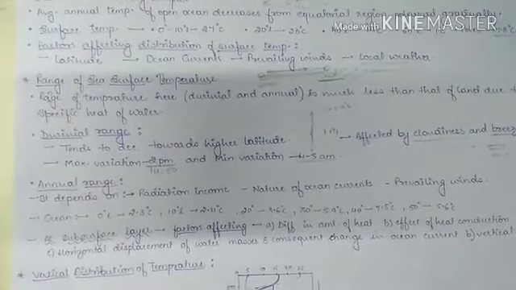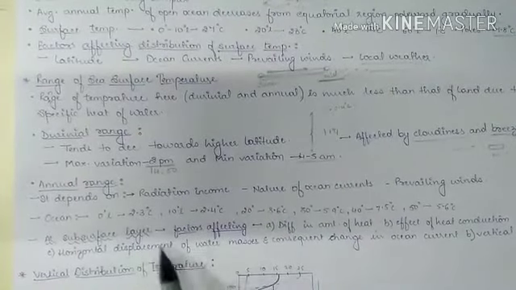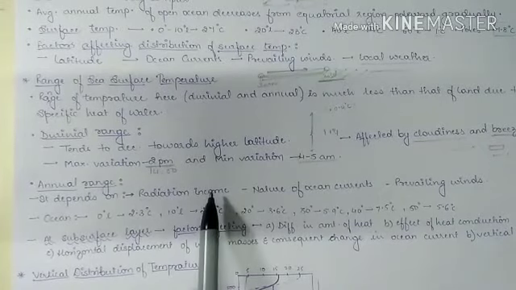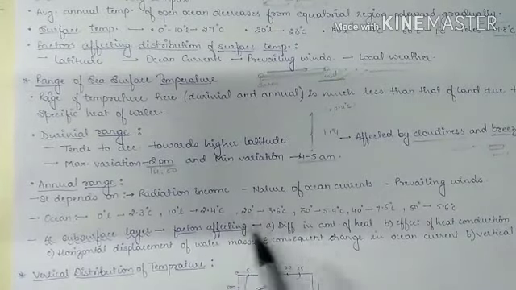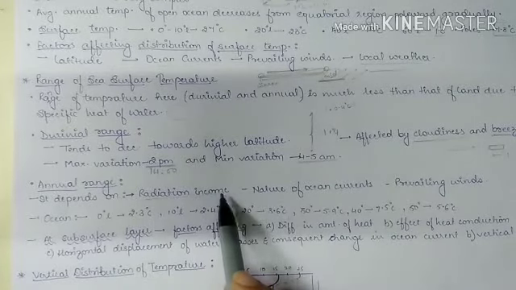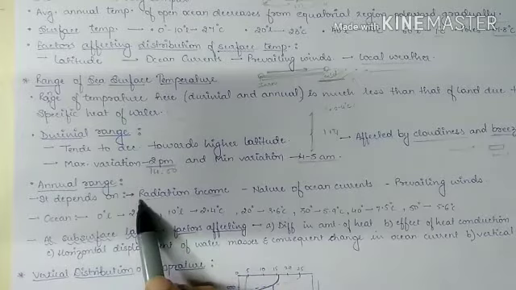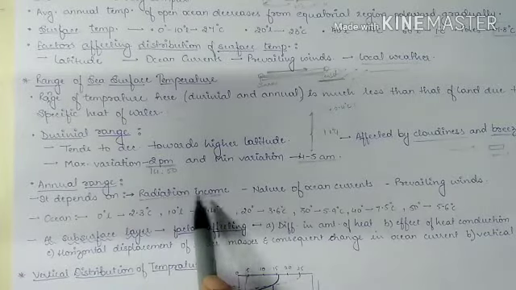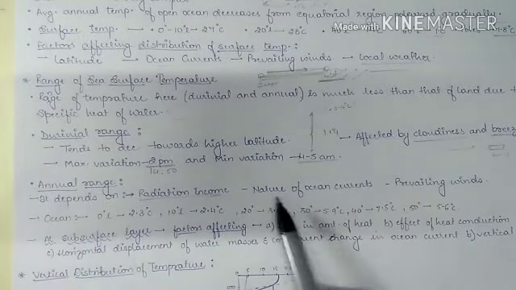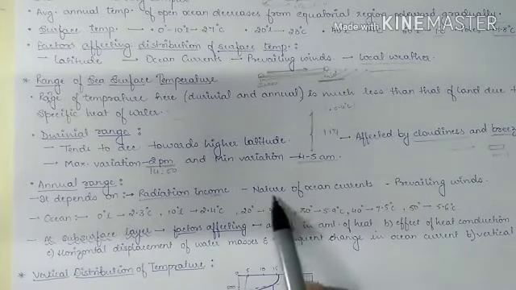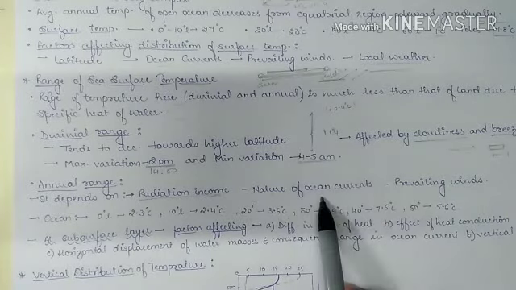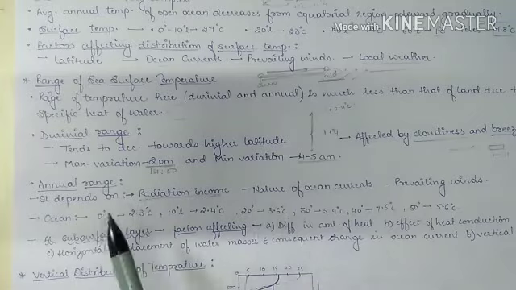So the amount of radiation that is coming affects the annual range of temperature. Firstly, the amount of insolation or radiation that this part of the ocean water will get will affect the annual range of temperature. Next, the nature of ocean current: if this area is affected by a warm ocean current or a cold ocean current, this will also affect the annual range of temperature.